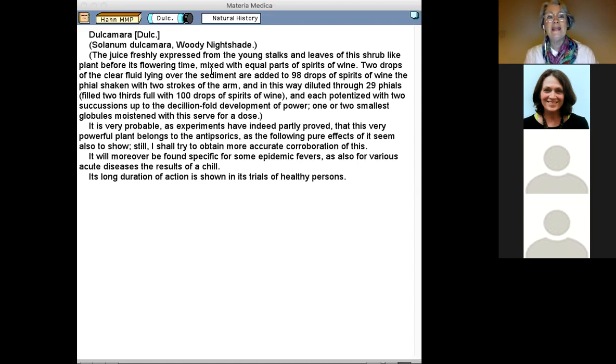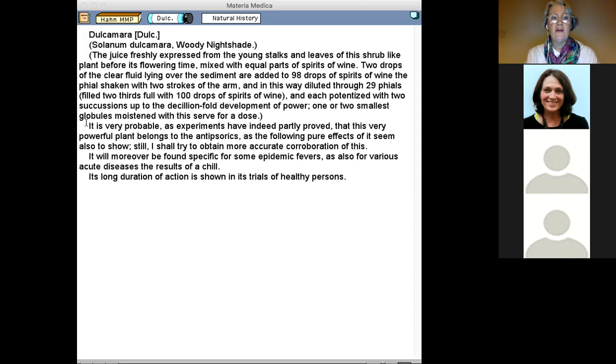All right, so what we can tell with this is that he gave somebody a 30C potency. He started with the first thing, 2 drops of the clear fluid with 98 drops of the alcohol, and he went through that process through 29 vials. So he did his 2 drops to 98 drops instead of 1 to 100. And so he potentized this up to a 30C.